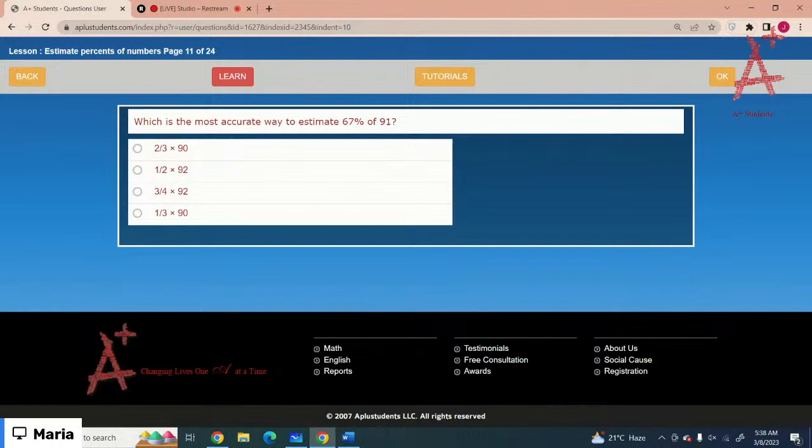Okay, what is the most accurate way to estimate 67% of 91? So 67 is two-third, and it would be two-third of 90. Got it? You just have to remember this: 33% means 1 by 3, 67% is 2 by 3, 25% is 1 fourth, 50% is half, 75% is 3 fourth. So 67 is 2 over 3, it would be 2 by 3 times 90. Got it?